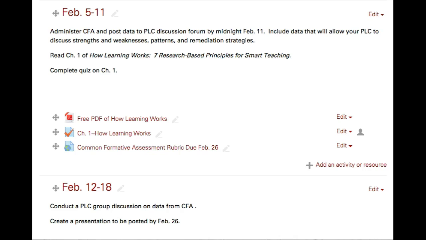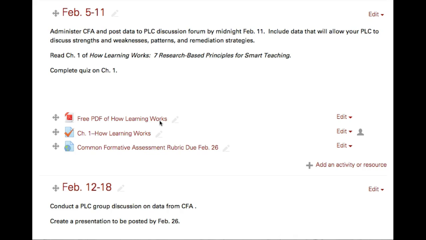And this week we're going to take a look at how CFAs, Common Formative Assessments, can help us keep students on course and help keep them mastering the material. This week you will be reading Chapter 1 of How Learning Works: 7 Research-Based Principles for Smart Teaching. If you don't have the book yet, we did locate a PDF and have posted it. Don't know how long that PDF will stay online, so make sure you read Chapter 1.